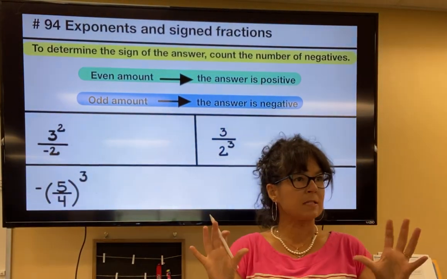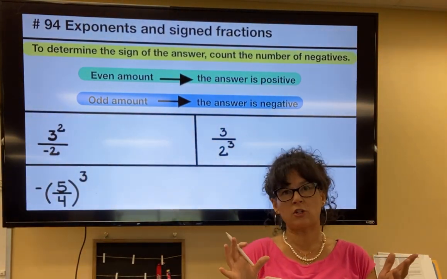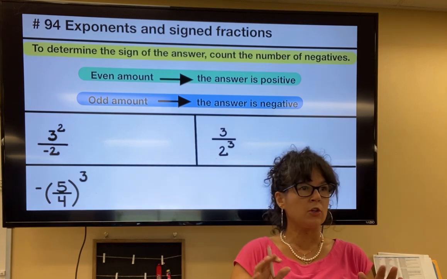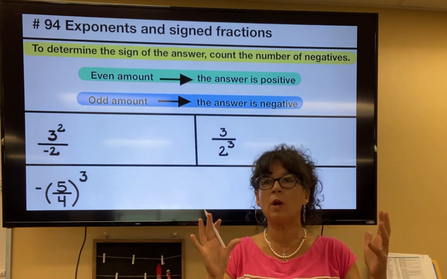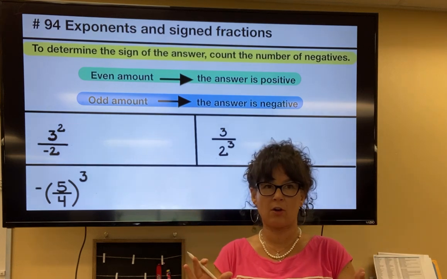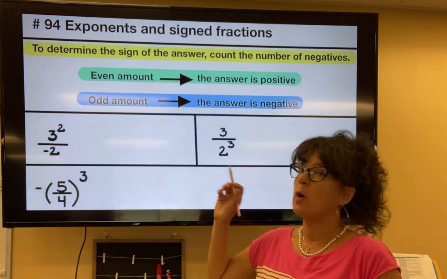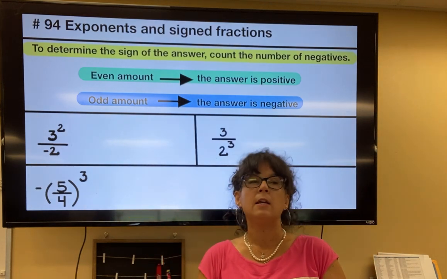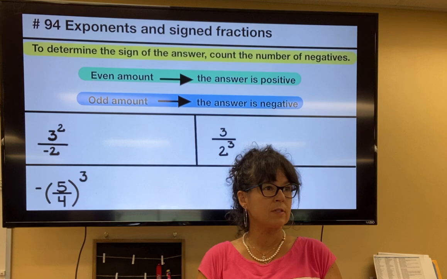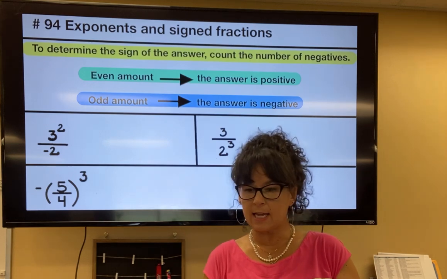So we're going to have some exponents and signed fractions, but I want to remind you that after you expand, you want to count how many negatives there are. And if you have an even amount of negatives, then your final answer is positive. And if you have an odd amount of negatives, then your final answer is negative.